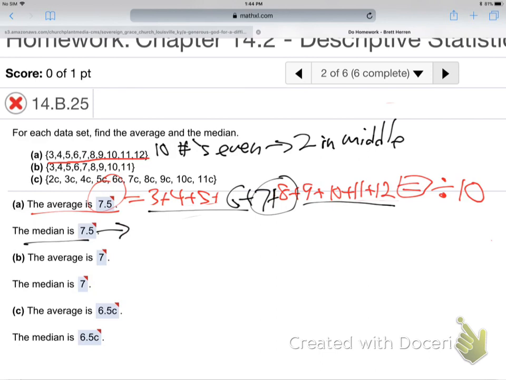What do you do when you've got 2 numbers in the middle for the median? You add them and divide by 2. You take the average of them. 7.5. That's how they got that answer. Does that make sense? And the rest is the same. I'm going to skip on the mean and median, or average and median, if you're okay with that.